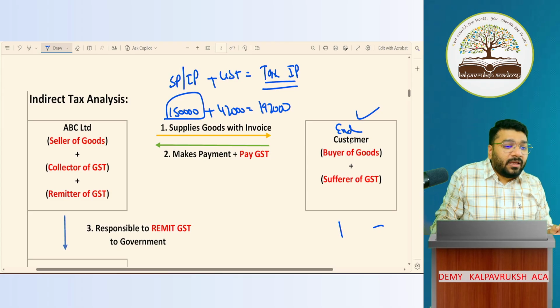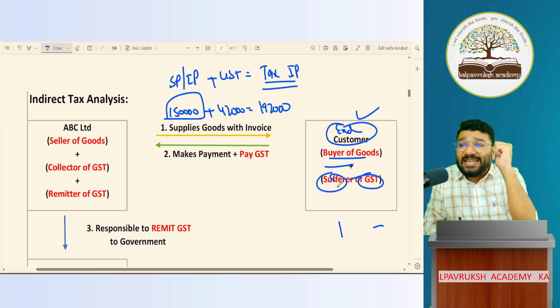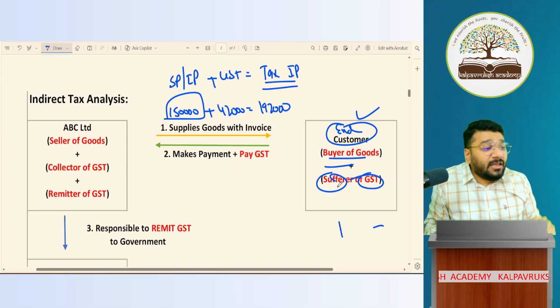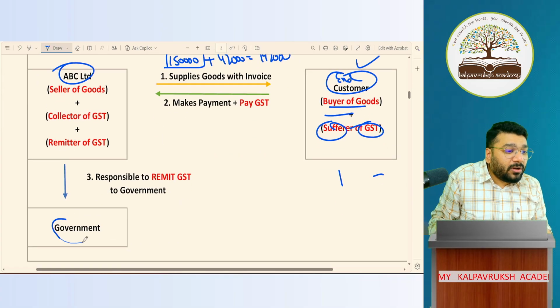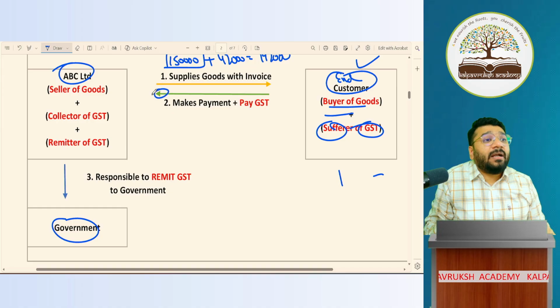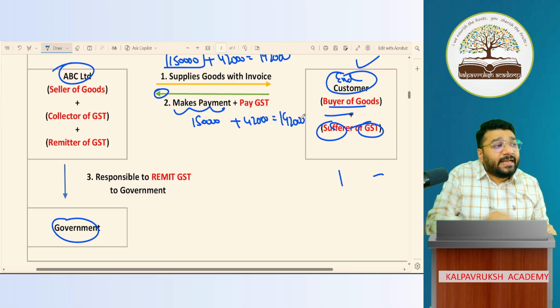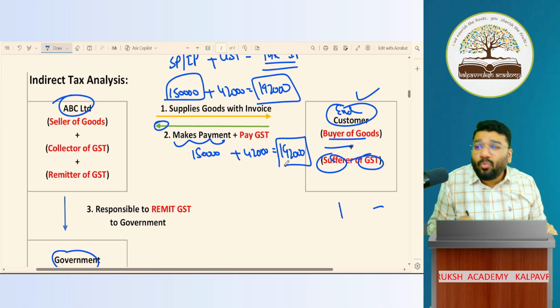Okay. The end customer, who is the buyer of the goods, has to suffer GST. Suffering GST means what? From his pocket, he has to pay GST to the government. So first he'll pay to the middleman, then the middleman will remit this money to the government. Got it, not got it? Look at the arrow mark. The customer is making the payment: 1,50,000 product value or service value plus GST 42,000. In total, 1,92,000. So the customer has got the product worth 1,92,000 and is making the payment worth 1,92,000.